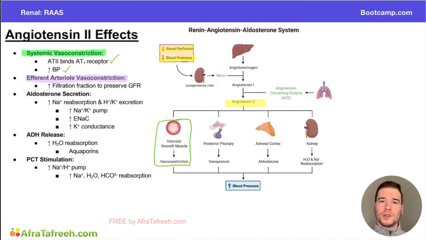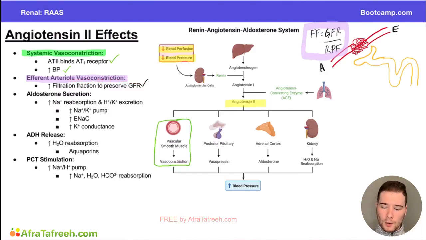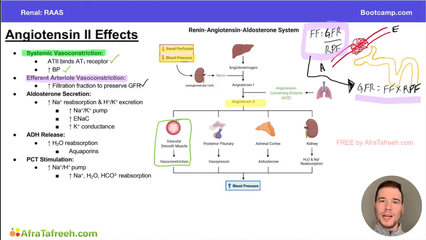So we already said there's vasoconstriction systemically, right? But it's important to remember that the efferent arteriole is actually constricted to a greater amount than the afferent arteriole. Why is this important? Because this is ultimately what allows us to preserve our GFR, or glomerular filtration rate. Just as a quick refresher, this is our equation for the filtration fraction: it's the GFR divided by the renal plasma flow. Also remember that the afferent arteriole is the one entering the glomerulus, and the efferent arteriole is the one leaving the glomerulus. If we move this equation around a little bit, we get that GFR equals the filtration fraction times the renal plasma flow.